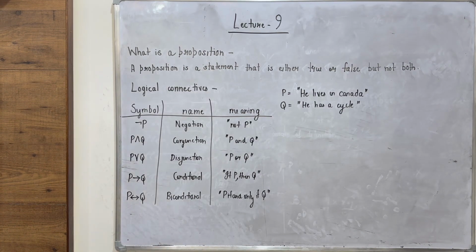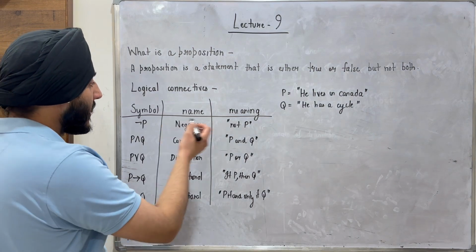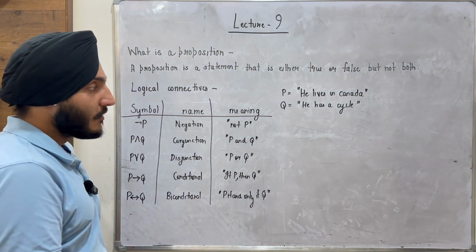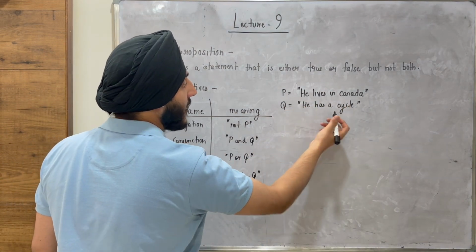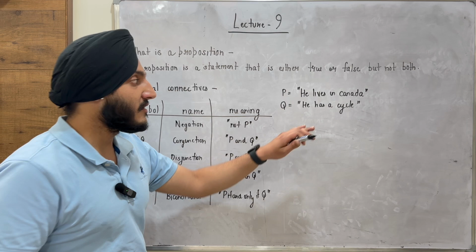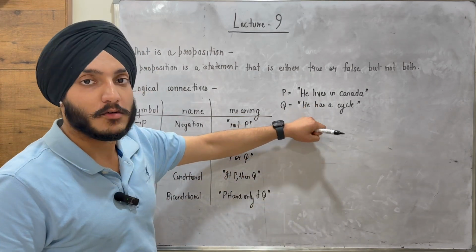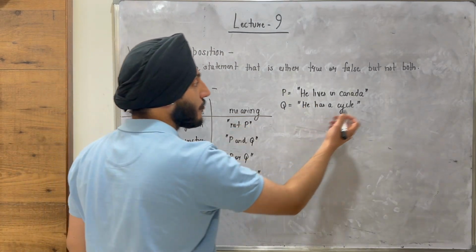Okay. So I've provided all the logical connectives in the table on the board, right? So I'm considering two propositions. He lives in Canada and he has a cycle, right? The first very basic thing to understand is both of these are propositions. Why? Both of them have a truth value.